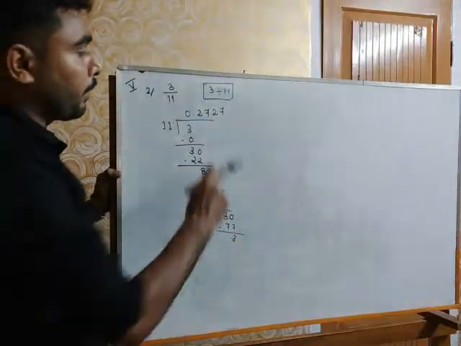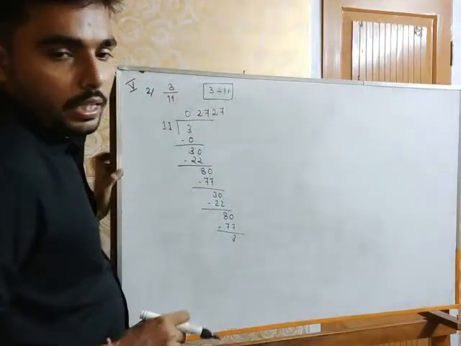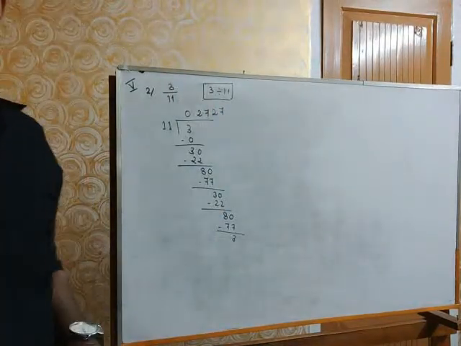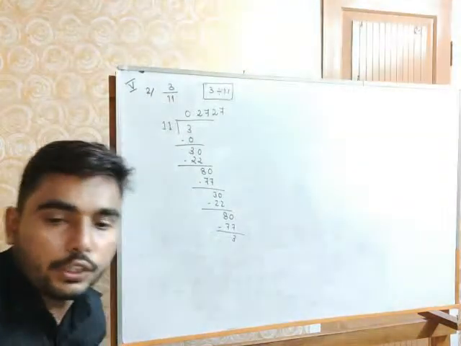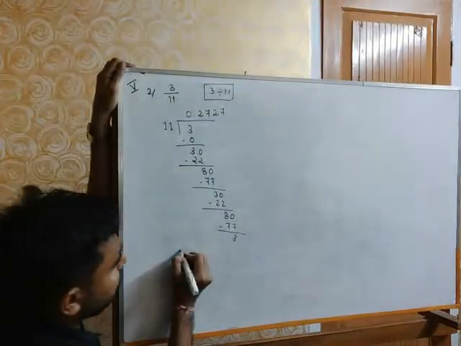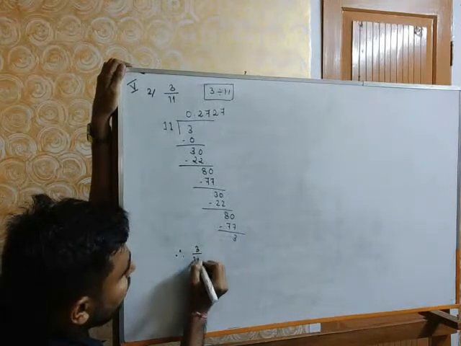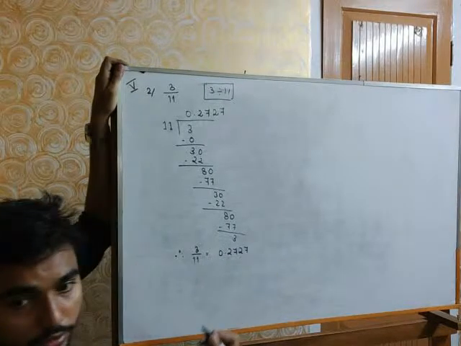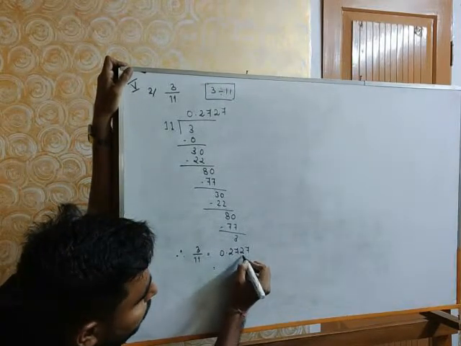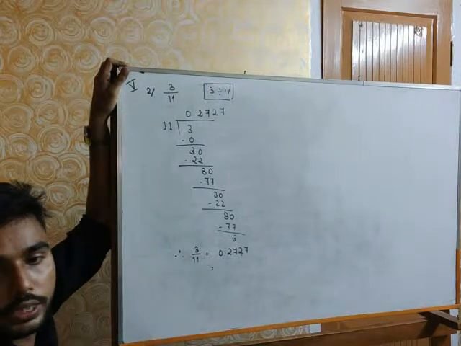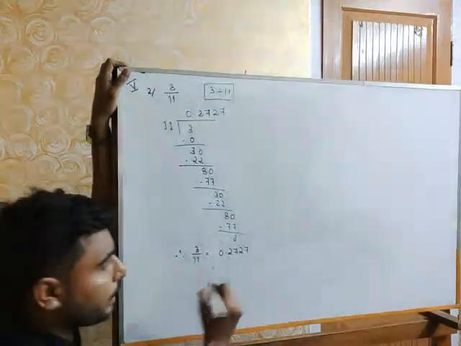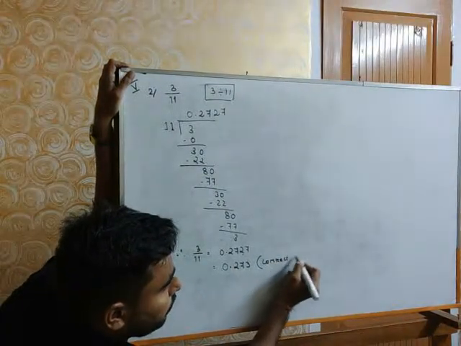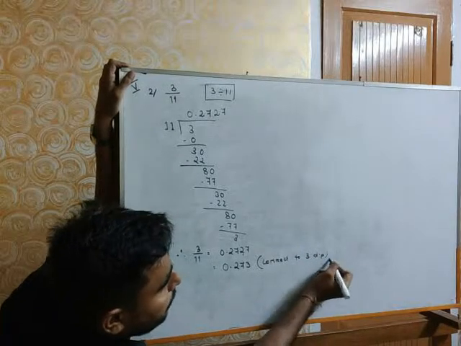After the decimal we have 1, 2, 3, 4 digits. So for 3 decimal places we need 4 digits in the decimal part, so we can stop our division now. So 3 by 11 is equal to 0.2727. What is the third place? Third place is 2. Next to 2 is 7, so I have to add 1. So it will be 0.273 correct to 3 decimal places.